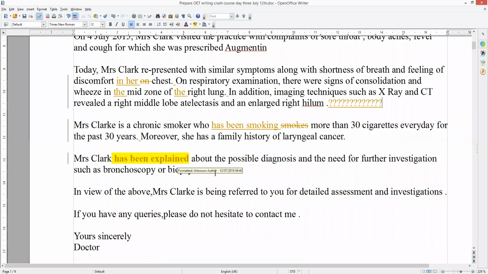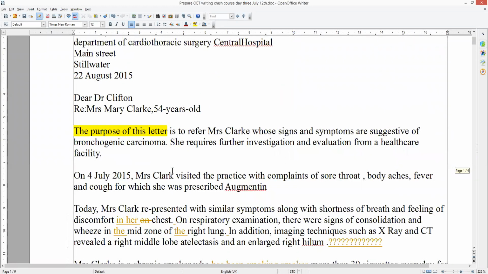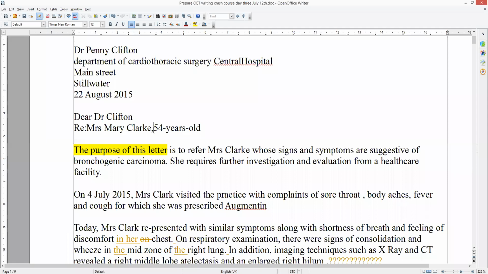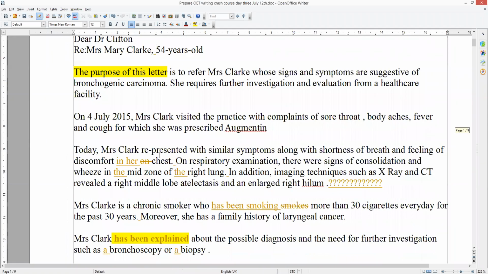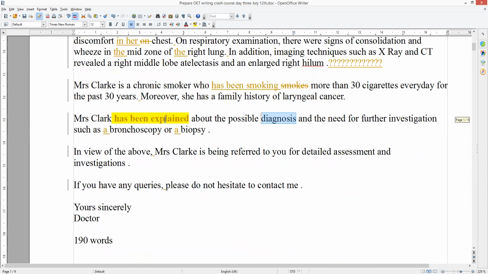Okay, we need further investigations such as a bronchoscopy or a biopsy. In view of the above, Mrs. Carter detailed assessment investigations, blah, blah, blah, blah, blah. Okay, so try to keep a logical flow, okay? Don't be breaking up visits, then putting in this history and the diagnosis that you haven't mentioned yet. So that needs a bit of work. Just reposition this microphone. That needs a bit of work in terms of organization.